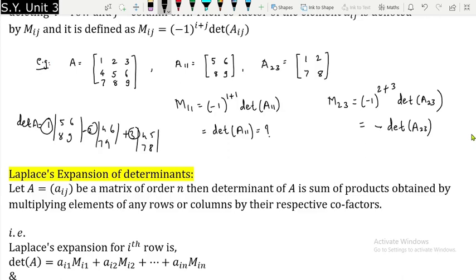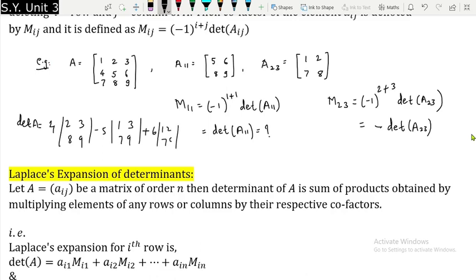In fact, we can use the same idea for the second row, and you can use the same idea for the third row. How can we use the same idea for the second row or third row? So just delete, I will write 4 over here, determinant of, so delete second row and first column, isn't it? So what you are going to get, 2 3 8 9. Next, minus 5 times determinant of, now you will get 1 3 7 9, and plus 6 determinant of what is left, 1 2 7 and 8.